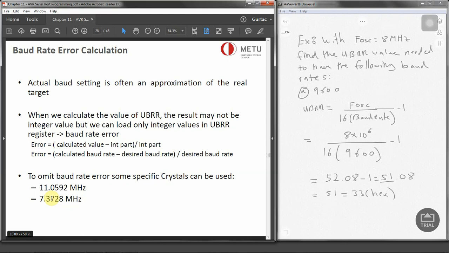You can repeat the same thing for 4800 or maybe 2400 and so on. You just need to change the baud rate and you can find the UBRR values necessary for that operation. So I hope this is clear. And now we are going to carry on with the frame format.